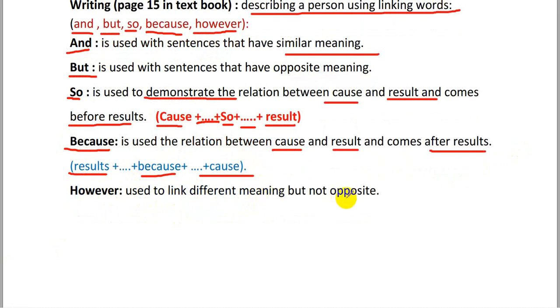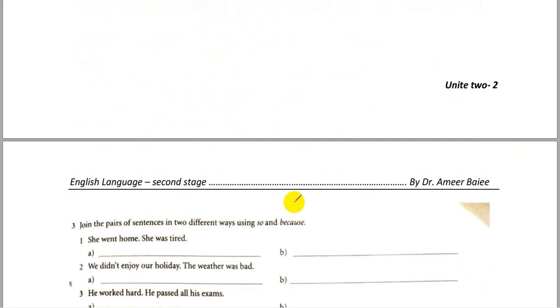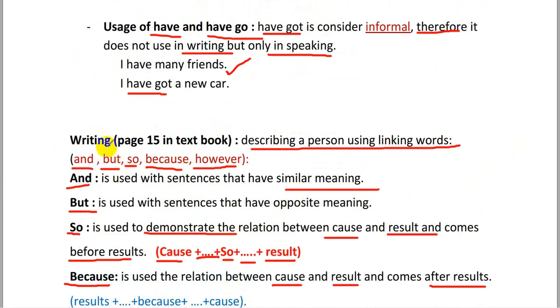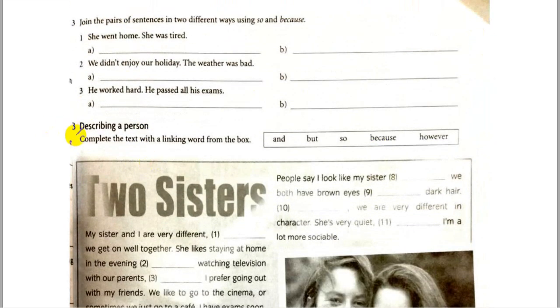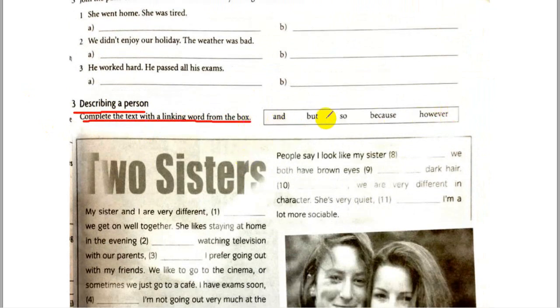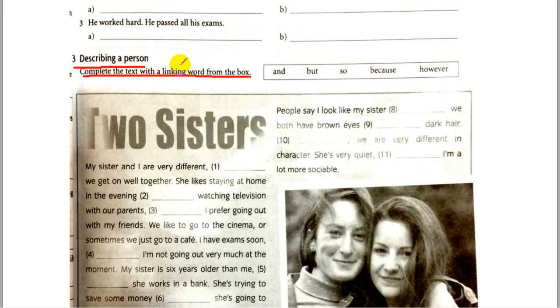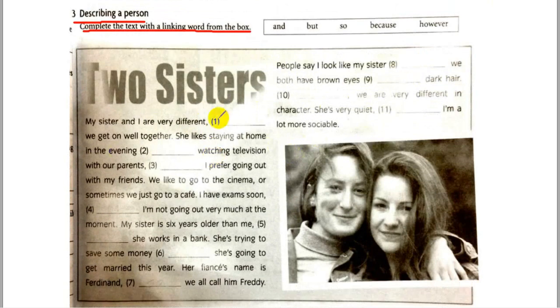However is used to show different meaning but not opposite. أيضا تربط جملتين متغايرتين في المعنى ولكن ليست النقيض، ليست الأوبوزيت، ليست المعكوس. المثال على الرايتنج موجود في الكتاب المنهجي في page 15 اللي هي هذه الصفحة. Describing a person, complete the text with a linking word from the box. عندنا هذا البوكس اللي فيه and, but, so, because, however, and we have to use these words to complete this passage.